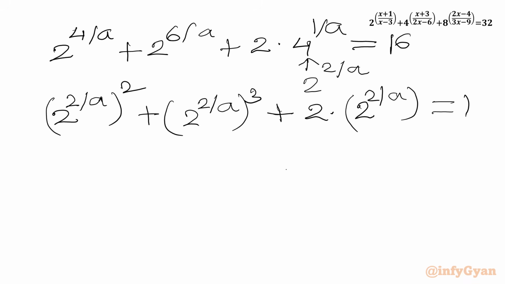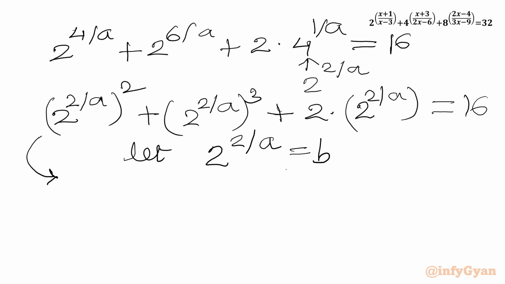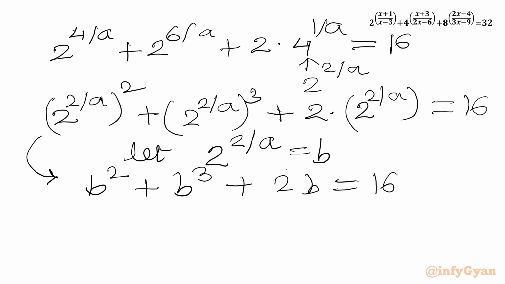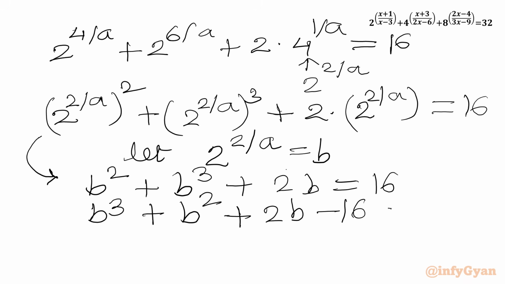equal to 16. Now our substitution is obvious. Let us assume 2 power 2/a equal to b. So our exponential equation will convert into a cubic equation. Here we can write b square. Here we will be writing b cube plus 2 times b equal to 16. After writing all the terms to one side, we will get the cubic equation b cube plus b square plus 2b minus 16 equal to 0.